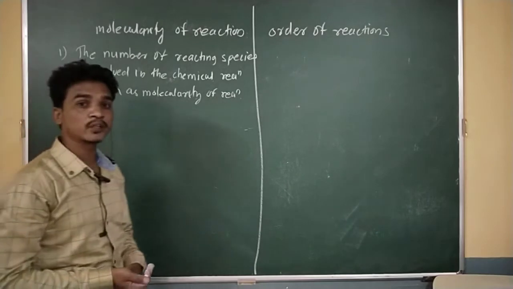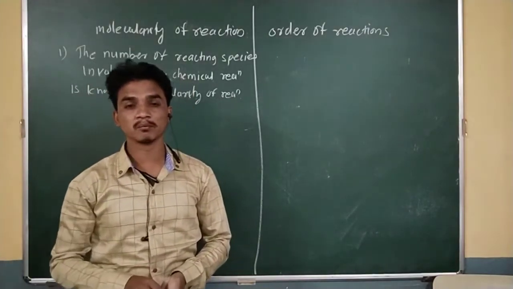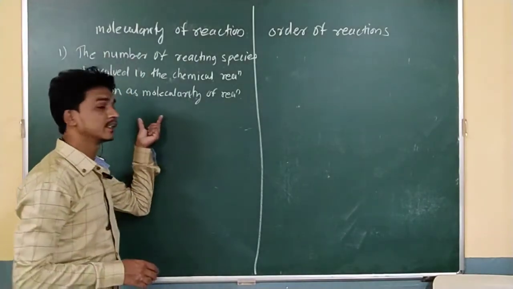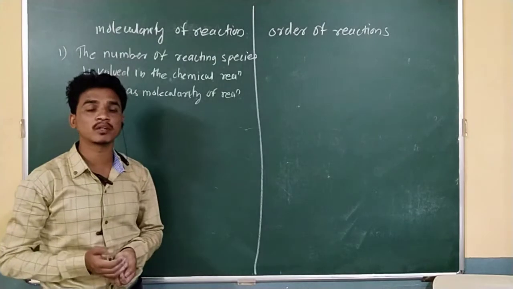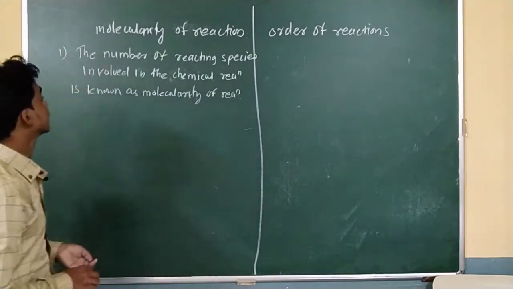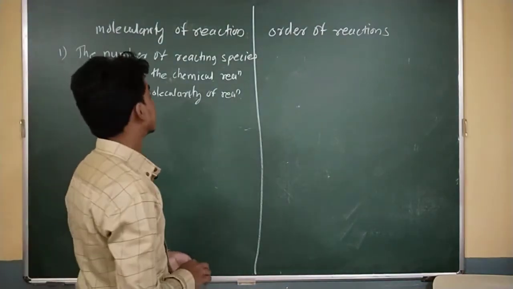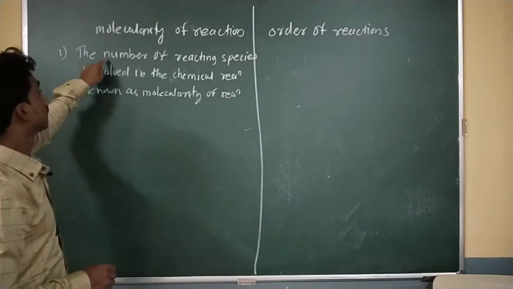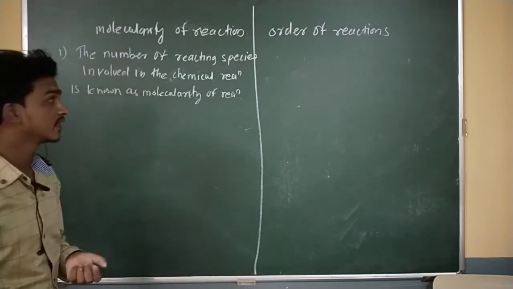If one molecule is involved in the chemical reaction, then we can say the molecularity of this reaction is 1. If two molecules are involved in the chemical reaction, then the molecularity of this reaction is 2, and this is a bimolecular reaction. So this is the first difference: the number of reacting species involved in the chemical reaction is known as the molecularity.